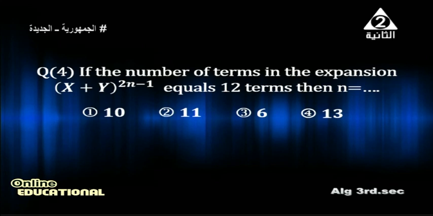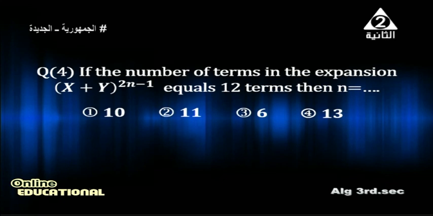We know that if we have an expansion to the power 3, how many terms? 4 terms. If the expansion to the power 5, how many terms? 5 plus 1, 6. The number of terms is the power plus 1.